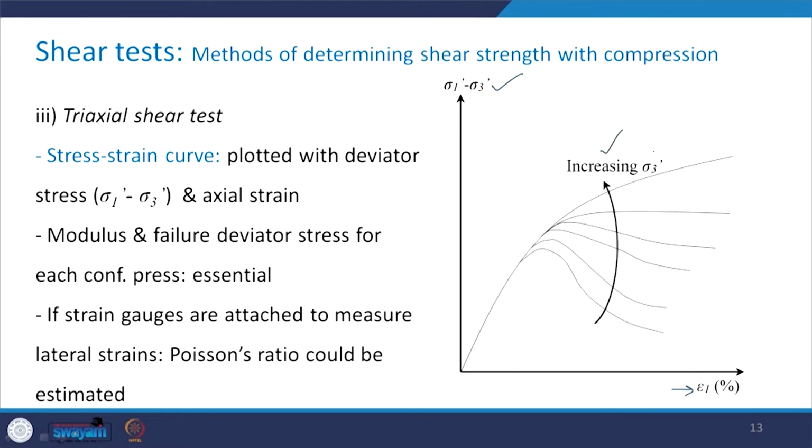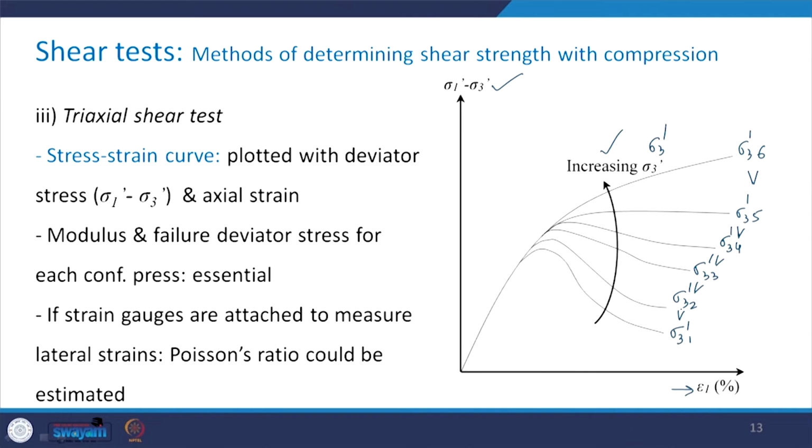So, you see in this direction sigma 3 prime is increasing, that means the confining pressure is increasing. So, this curve corresponds to, let us say, sigma 3 prime 1, this is say sigma 3 prime 2, sigma 3 prime 3, then sigma 3 prime 4, sigma 3 prime 5 and sigma 3 prime 6, let us say. So, what is the relationship between these? Sigma 3 prime 6 is greater than sigma 3 prime 5, this is greater than this, and it goes like this.